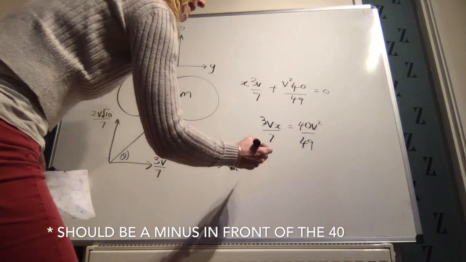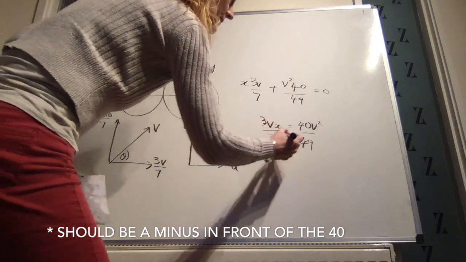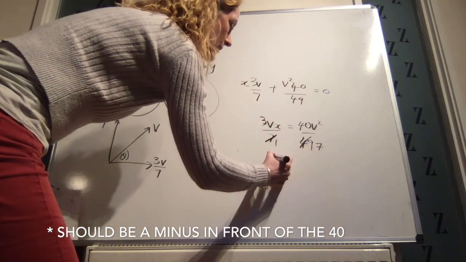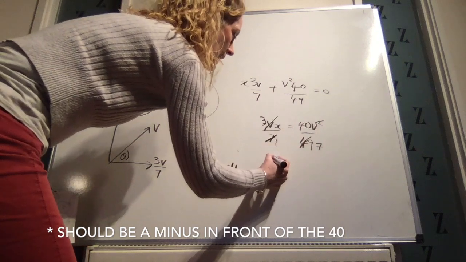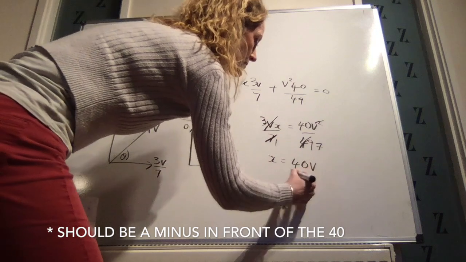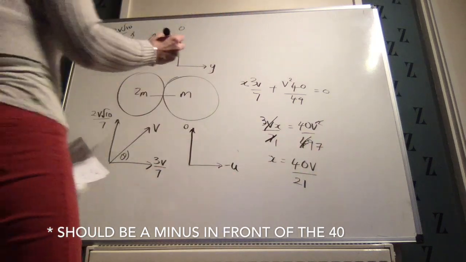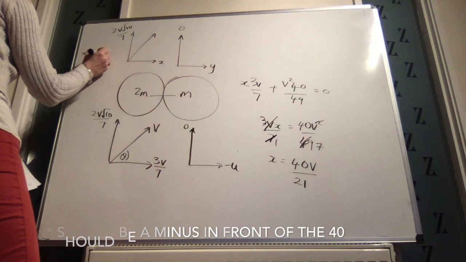So we get 7 divides in, multiply by 7 here, multiply by 7 here, and we get a 7. Divide by 3, divide by v as well, and we get x is equal to 40v, and we divide by 3, so we get over 21 instead of over 7. Okay, that's important. So x is equal to 40v over 21.